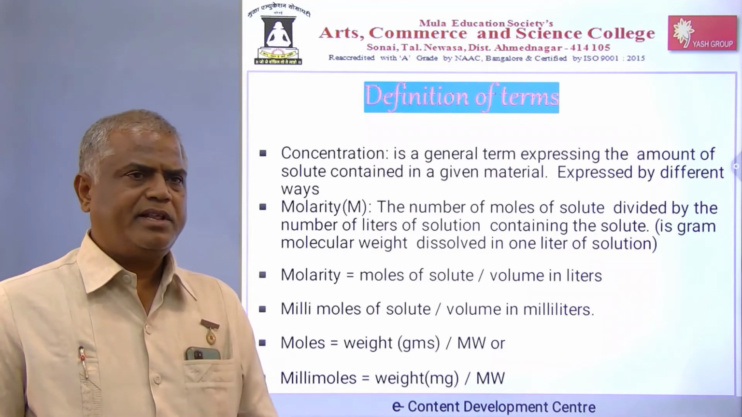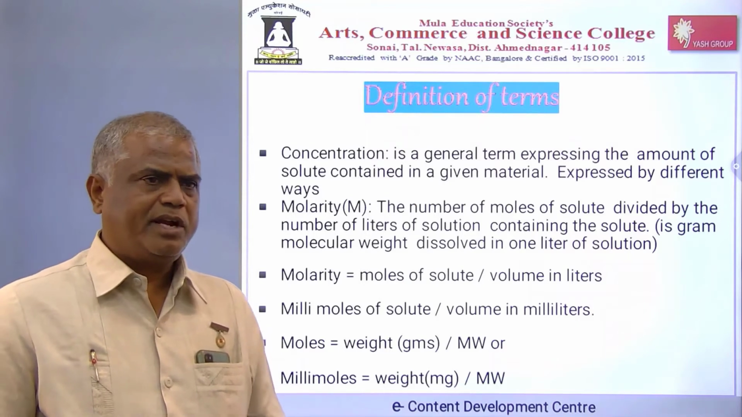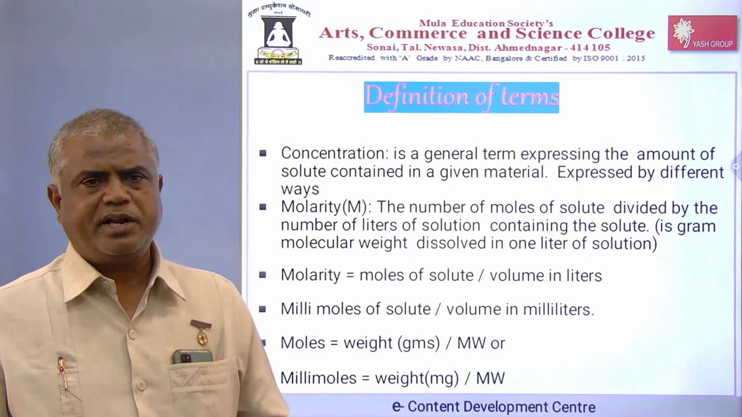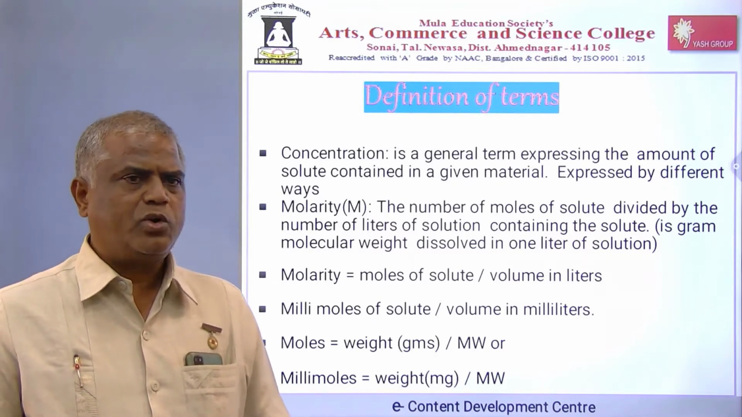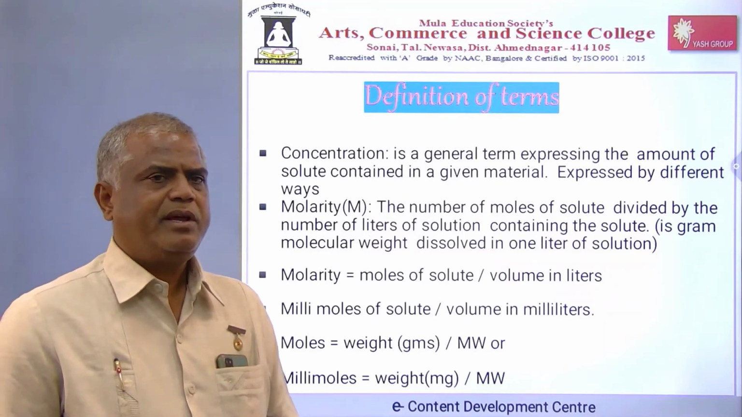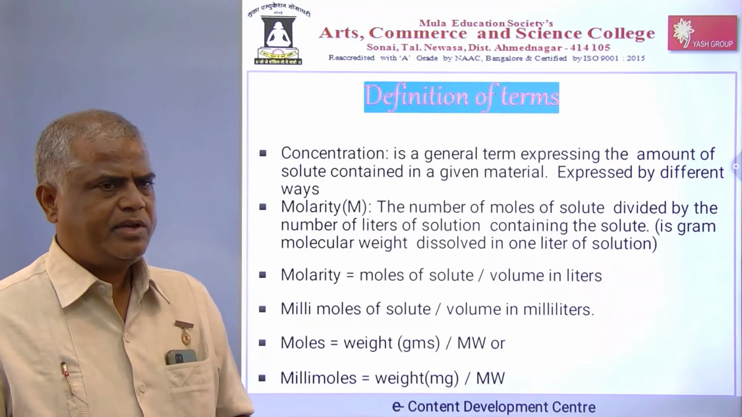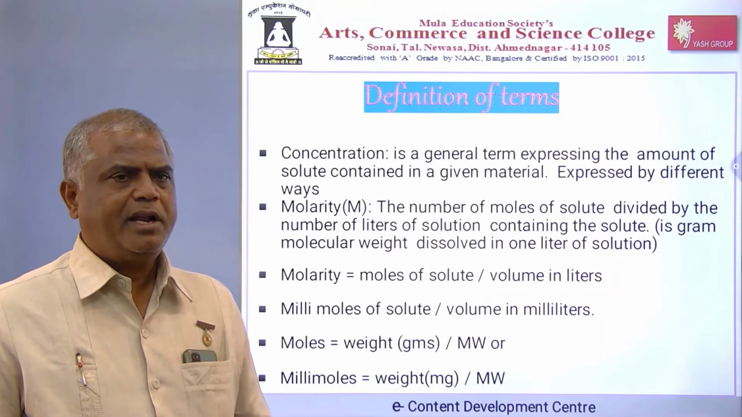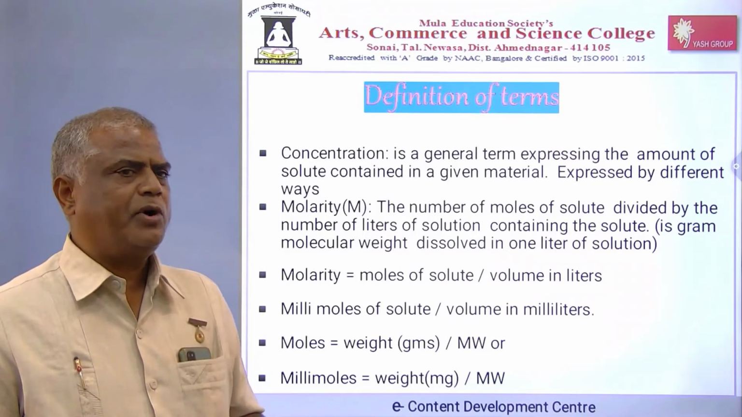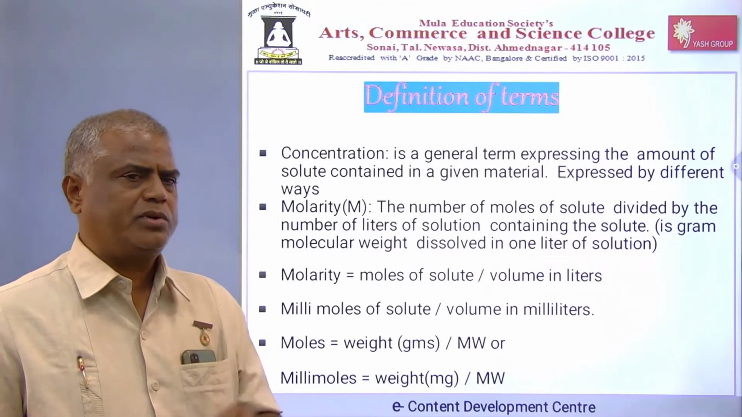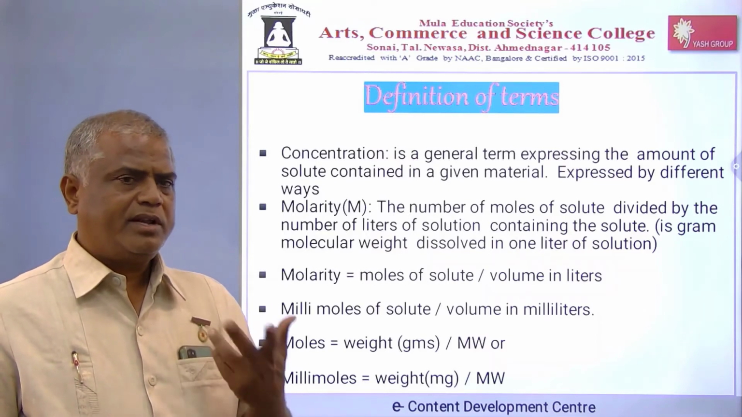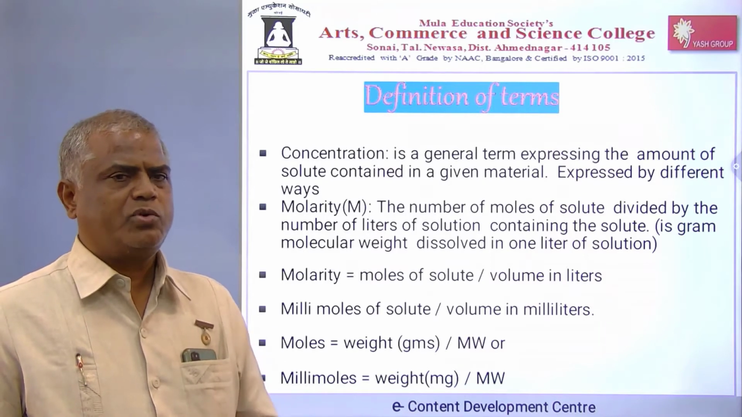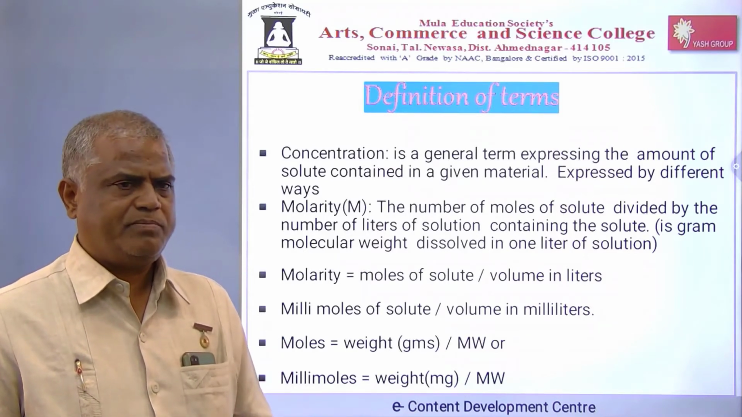Now we see the definition of a term, concentration. It is a general term for expressing the amount of solute contained in a given material, and it is expressed in different ways. The first way is molarity. Molarity is the number of moles of solute divided by the number of liters of solution containing the solute. That is, the gram molecular weight dissolved in 1 liter of solution is called a 1 molar solution.